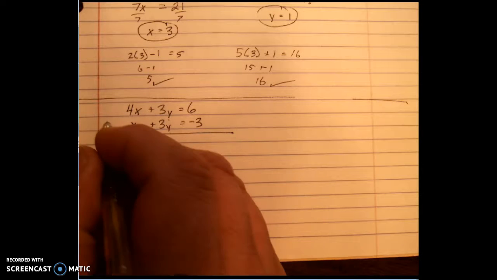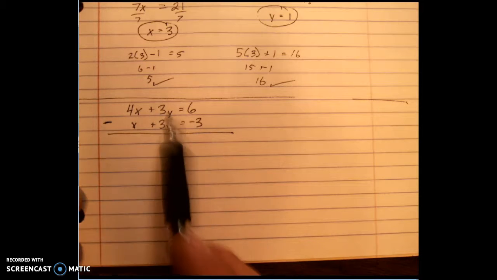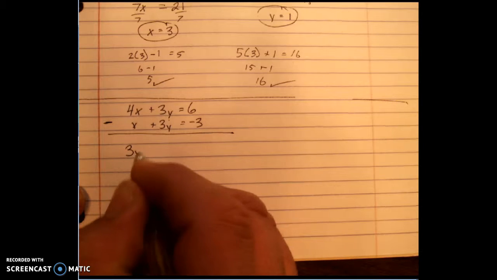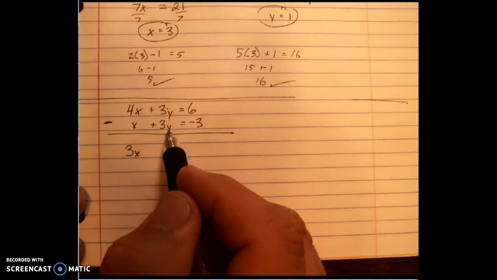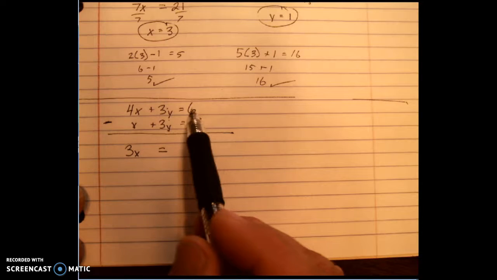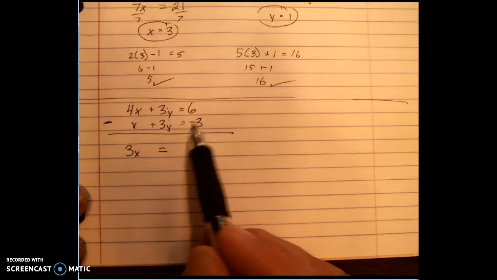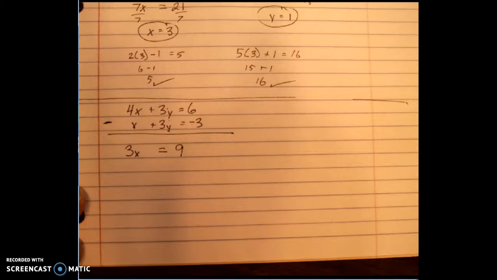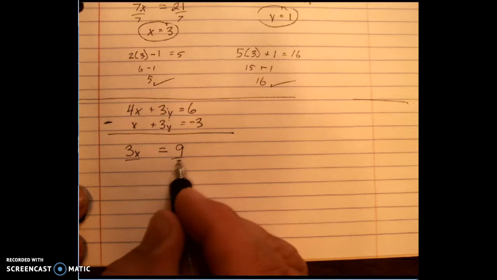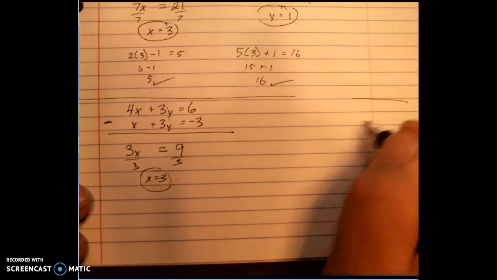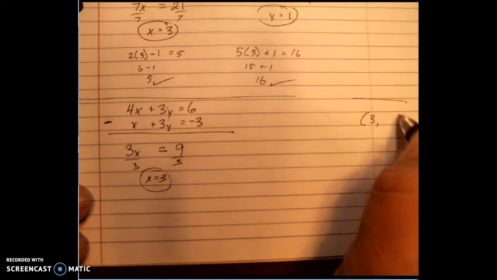Alright, hopefully you chose to subtract this time. So 4x minus an x is 3x. 3y's minus 3y's is 0. That's what we were after. Here's what I was talking about. 6 minus -3. That's 9. Be careful. Dividing by 3, I get x equals 3. That's half of my answer.